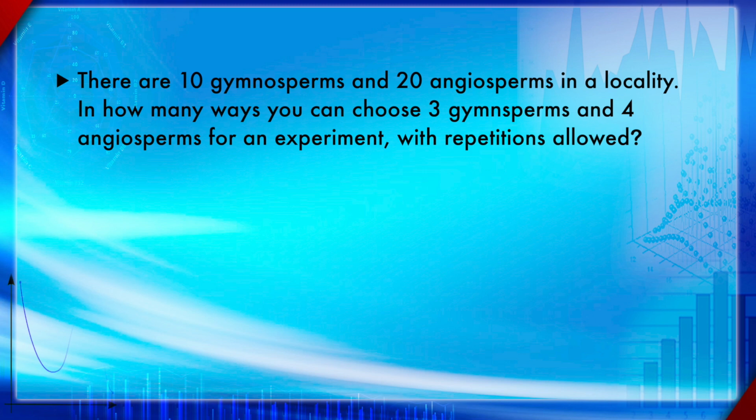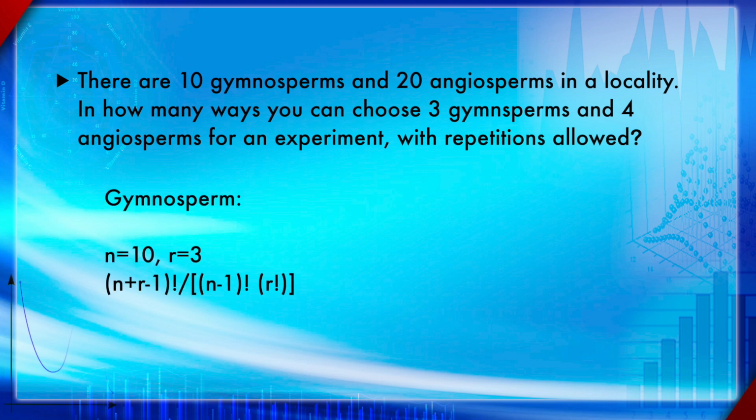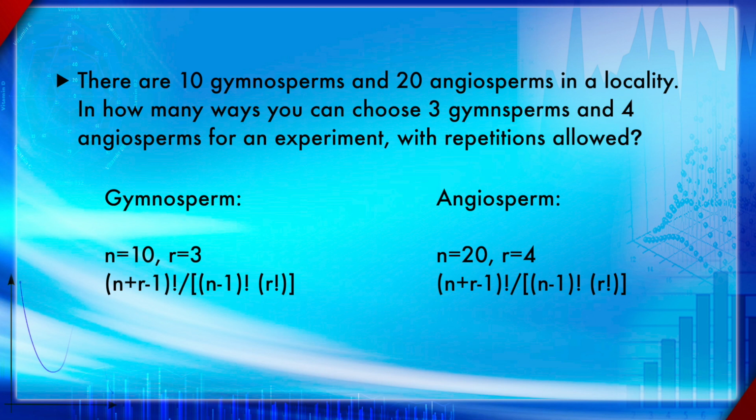Another example here. There are 10 gymnosperms and 20 angiosperms in a locality. In how many ways can you choose 3 gymnosperms and 4 angiosperms for an experiment with repetitions allowed? So this one has 2 parts. First, out of 10 gymnosperms, you have to choose 3 gymnosperms. It's a combination. And out of 20 angiosperms, you have to choose 4 angiosperms, that is another one, and then you can just use the FCP, that is, multiply each other to get the total number of ways. So for gymnosperms, n is 10, r is 3. You can use the same formula with repetitions. For angiosperms, n is 20 and r is 4. Same combination with repetition formula, you can use it.